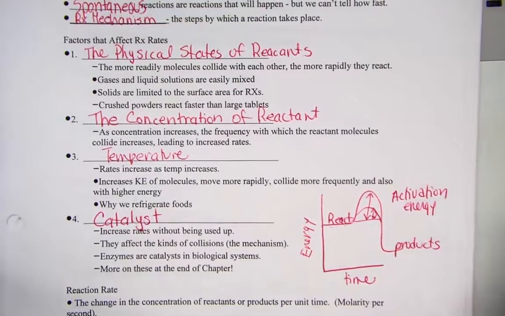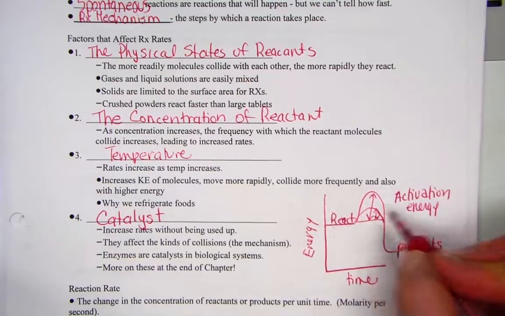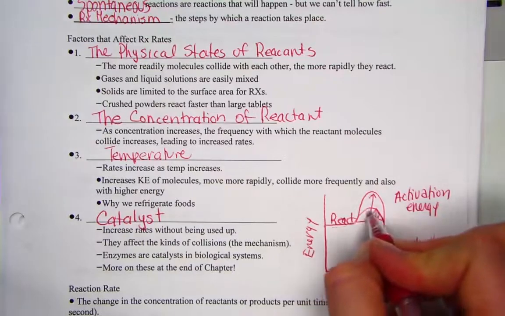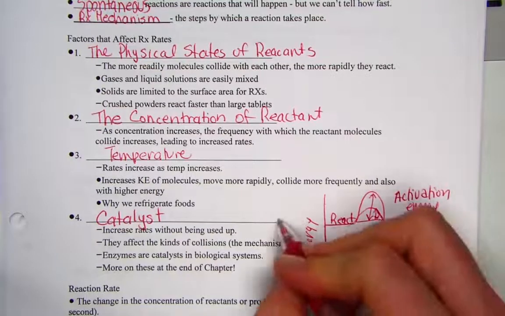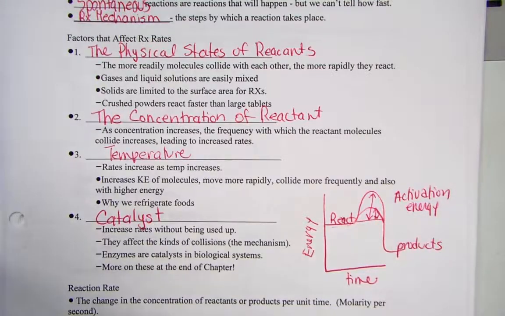faster reaction rate. A catalyst works by lowering the amount of activation energy. It actually provides an alternate pathway for the reactants to find the products. If we have a smaller activation energy in the presence of a catalyst, we will increase the rate of our reaction.